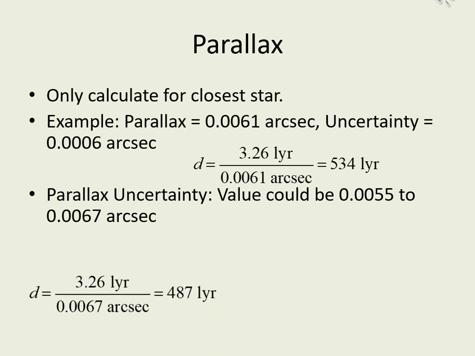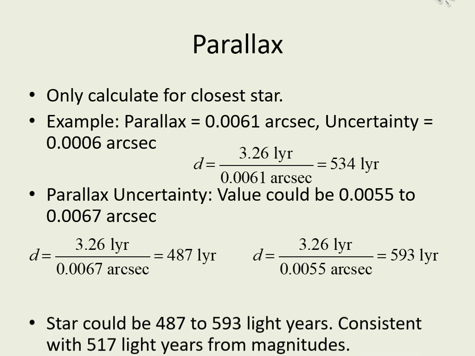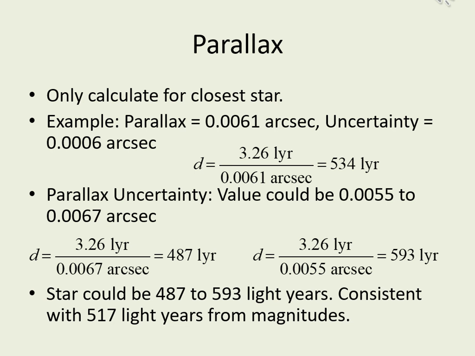When we do the higher parallax, we get a lower distance of just 487 light years. When we use the lower value of the parallax, the distance comes out to 593 light years. So this star could be anywhere from 487 to 593 light years away from us. The distance we measured with magnitudes, 517 light years, is consistent with that answer. Note that there's also an uncertainty in the magnitudes, but we don't have that information in the constellation table.